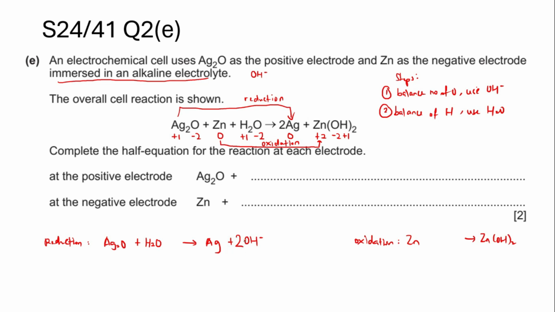Now let's check. Left hand side 2 oxygen, 2 hydrogen. Right hand side 2 oxygen, 2 hydrogen. So now we have balanced the number of hydrogen and oxygen on both sides. We still have silver to balance. So 2 silver here, so 2 silver on the right hand side as well. Now we have the third step to do, which is to balance the charge.